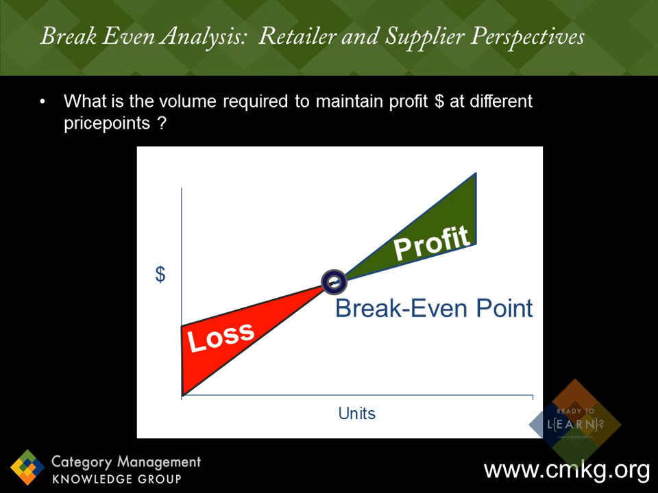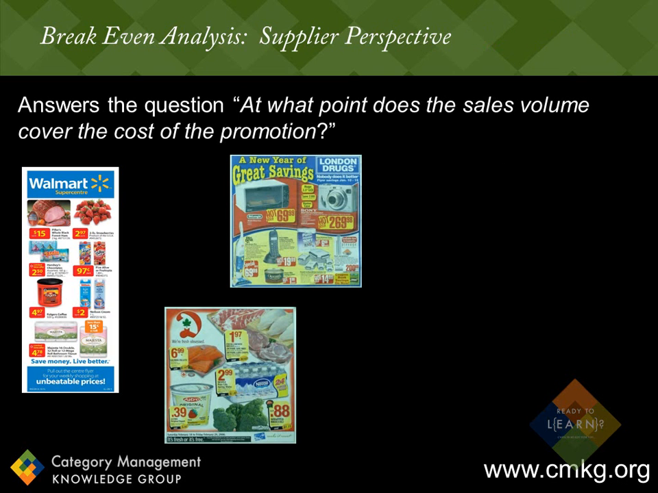I'm going to walk you through how a supplier would determine their break-even point when booking a promotion, and then how that same promotion would be viewed by the retailer when they make decisions on promotional price points. An account manager is booking a flyer with his retailer, and he wants to know the minimum sales volume that's required to cover the cost of the promotion.